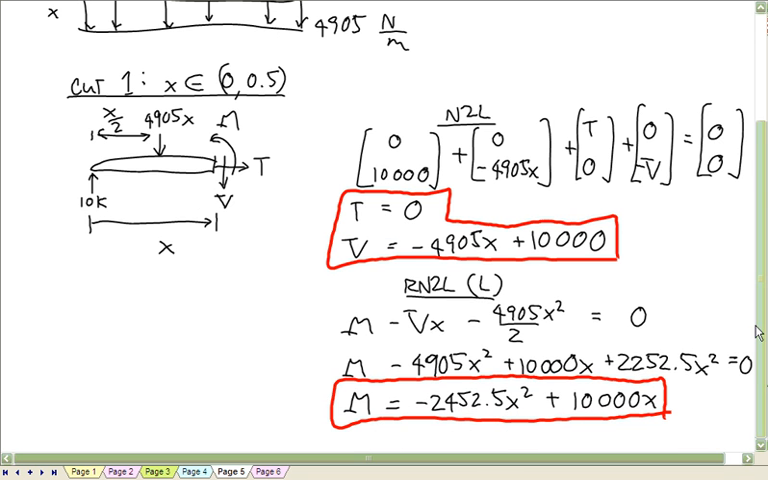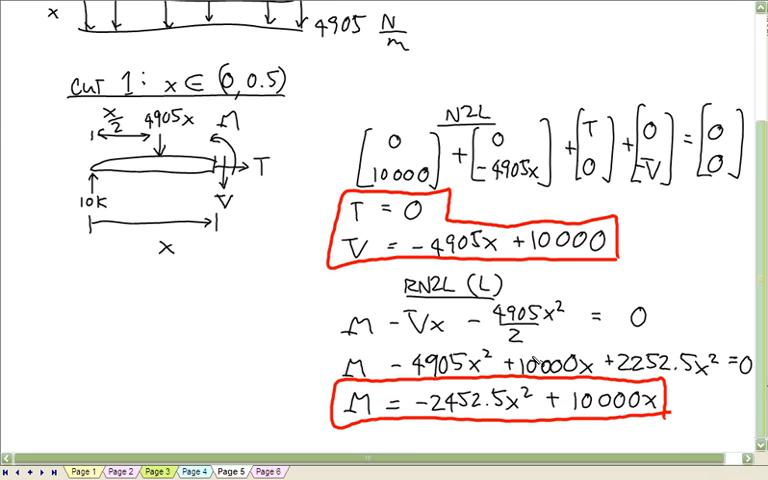And then the bending moment. Add up all the moments, and I'm going to calculate it, like always, about this left endpoint. So you have the bending moment minus v times x minus 4905x times x over 2. And so you get the bending moment is equal to, and notice this is something that's always going to happen whenever you have squared terms in your bending moments. You're going to have two squared terms that partially cancel.